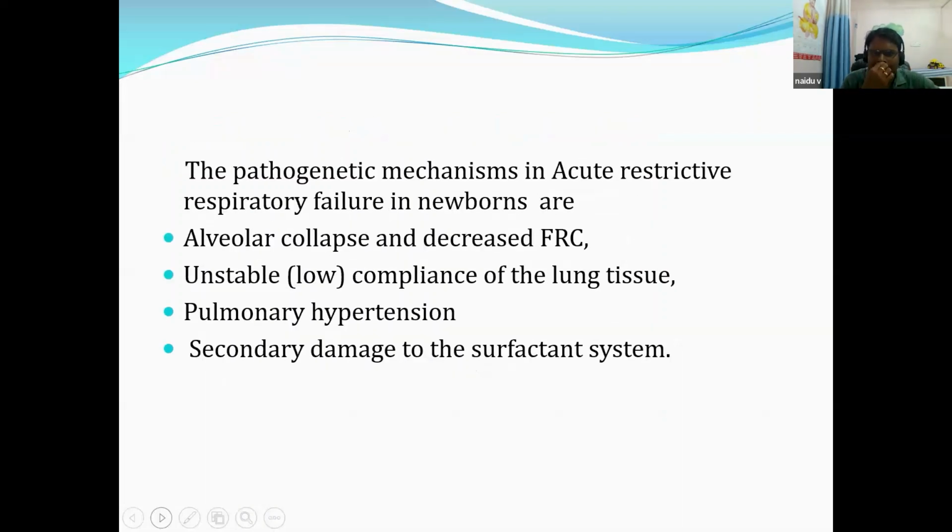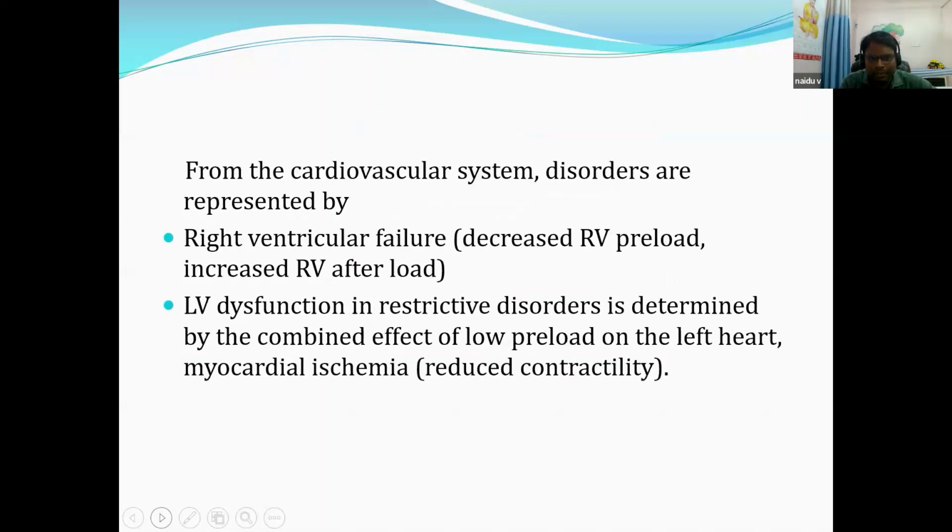In preterm babies, acute respiratory failure occurs mostly in conditions like RDS, pneumonia, pulmonary hemorrhage and TTNB. In all these conditions, the main mechanisms are alveolar collapse, decreased FRC, decreased compliance, increased pulmonary hypertension and secondary damage to the surfactant system. These changes lead to cardiovascular disorders like right ventricular failure, in the form of decreased RV preload and increased RV afterload.